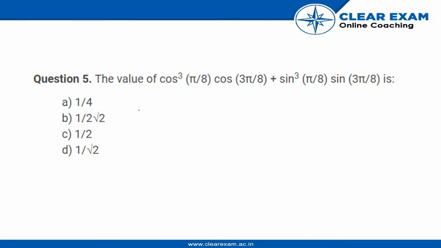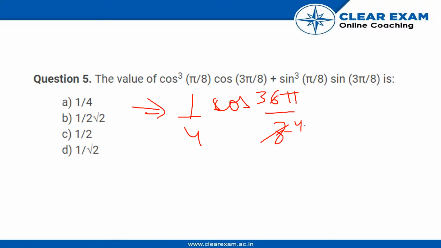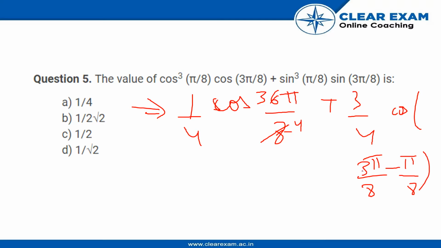Then it will be 1 upon 4 cos 6 pi by 8, which we can reduce to 3 pi by 4, plus 3 by 4 cos (3 pi by 8 minus pi by 8), which we can say is 2 pi by 8, and then the 2 pi by 8 will reduce to pi by 4.